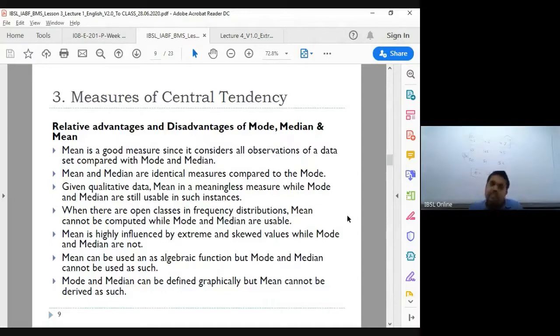So that is where mean is getting beaten when you consider points like qualitative data. Fourth point, there are open classes in frequency distribution, what we discussed. Mean cannot be computed, but mode and median are usable. We covered that. Mean is highly influenced by extreme and skewed values, while mode and median are not. That's a very important characteristic.